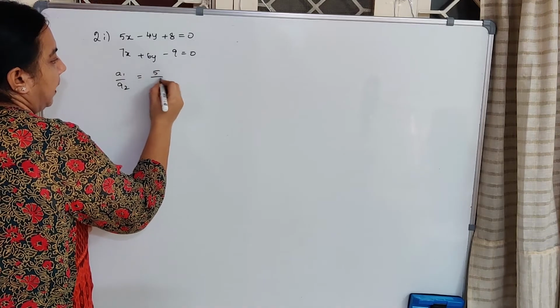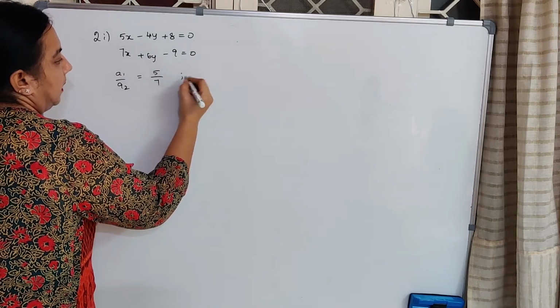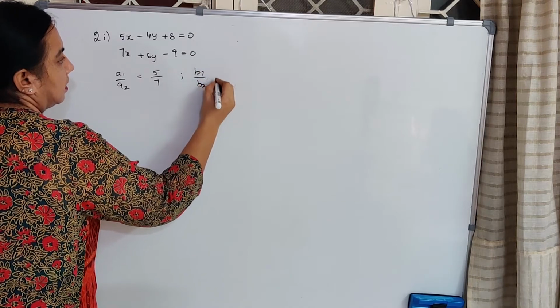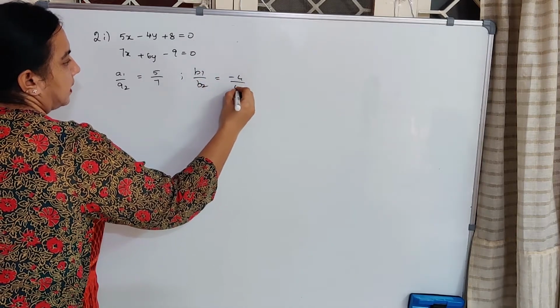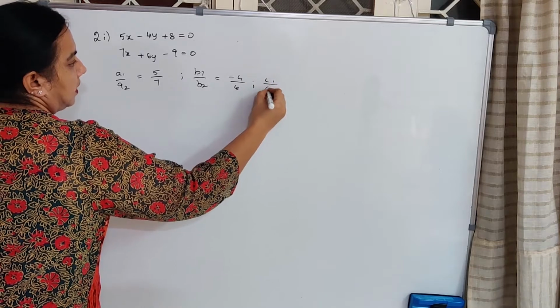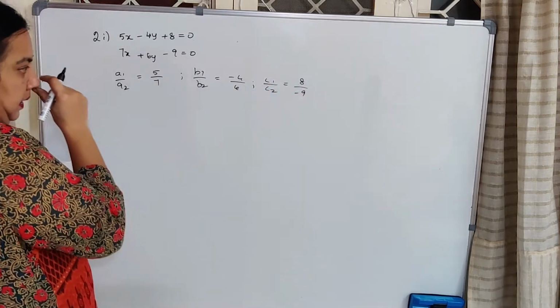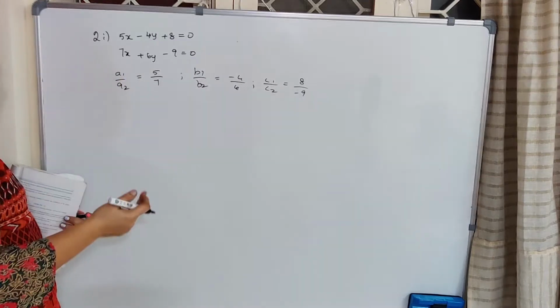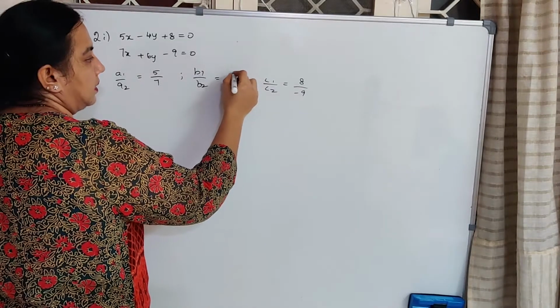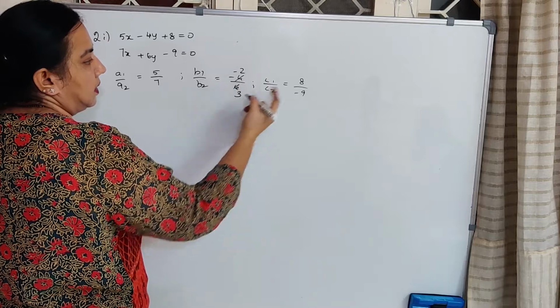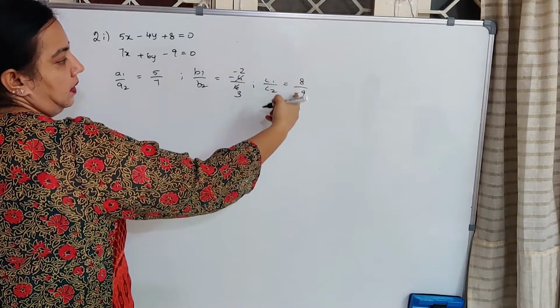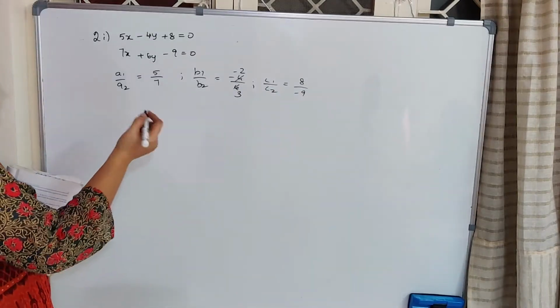So A1 by A2 is equal to 5 by 7. B1 by B2 is equal to minus 4 by 6. C1 by C2 is equal to 8 by minus 9. We see these both are prime numbers, so we can't strike it out. And these two don't go in the same table. So we'll just leave it.